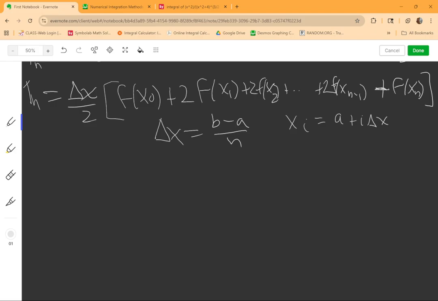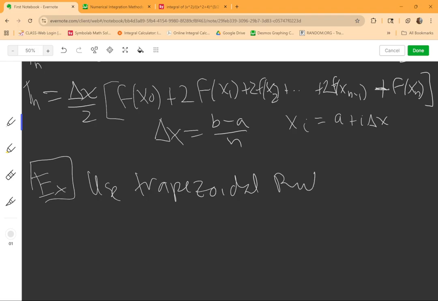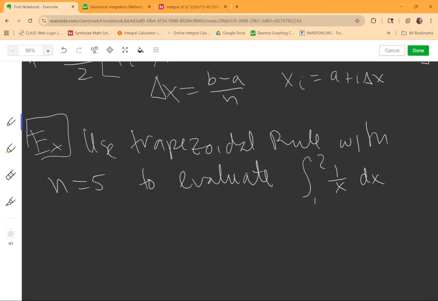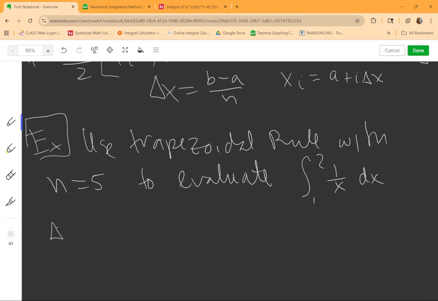For example, let's say we use the trapezoidal rule with n equals 5 to evaluate the integral from 1 to 2 of 1 over x dx. All right, so we start off, our delta x is going to be 2 minus 1 over 5, so we get 1/5, which is 0.2.